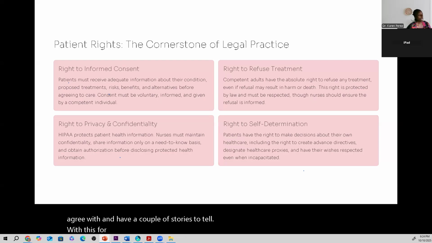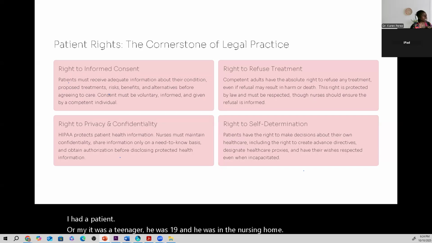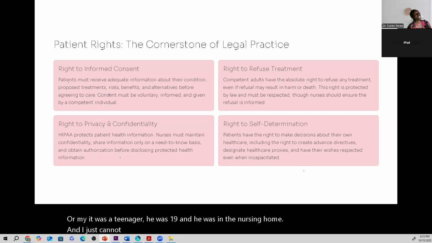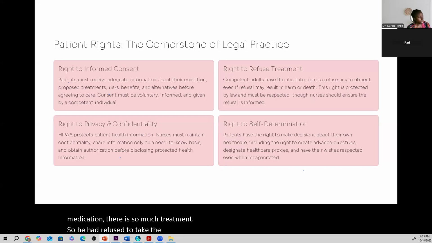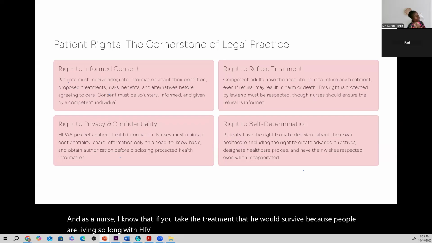For example, I had a patient, a teenager. He was 19 and he was in the nursing home. And I just cannot see a 19-year-old diagnosed with HIV passing away when there is so much medication, so much treatment. He had refused to take the treatment. And as a nurse, I know that if he takes the treatment, he would survive, because people are living so long with HIV now. There was no reason for him to die with HIV/AIDS.